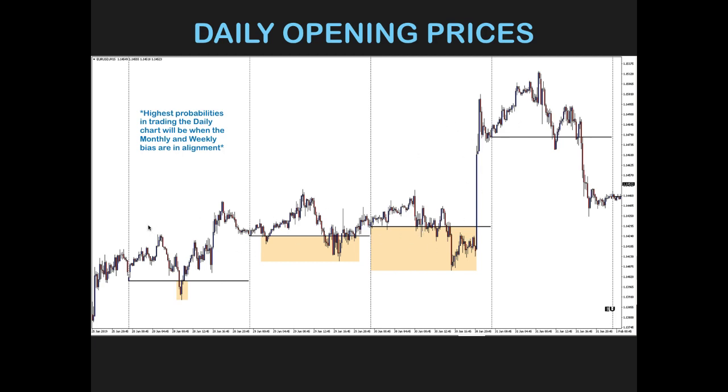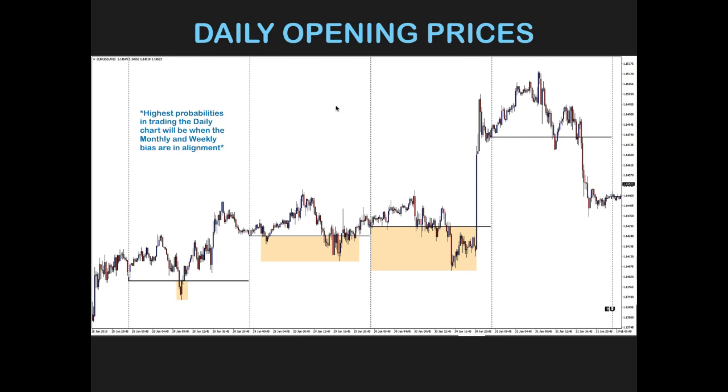But generally, if you have a bullish bias or a bearish bias, this is where you can find where you should be looking for your setups. And it's going to be at or below the opening price when it's bullish, and at or above the opening price when it's bearish. So you guys can see here.